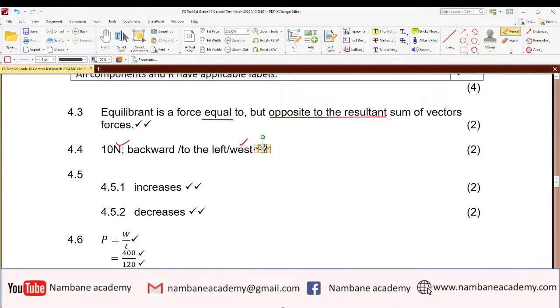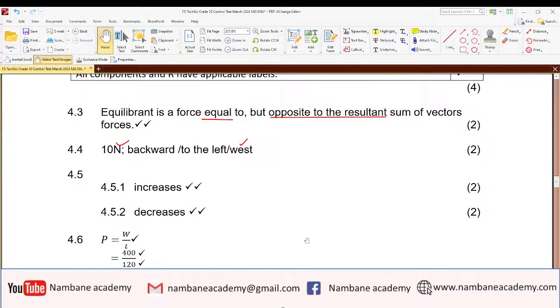The important part of part marking is that at least they will get now 10 correct, and also the direction now correct, ladies and gentlemen. So let's make it now part marking. 1 mark for 10 Newton, and then 1 mark for the direction.